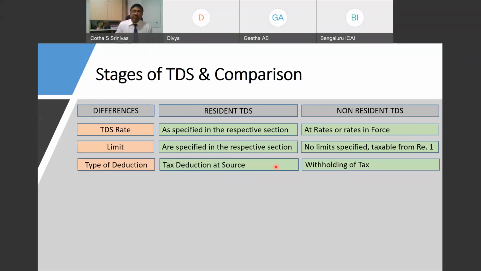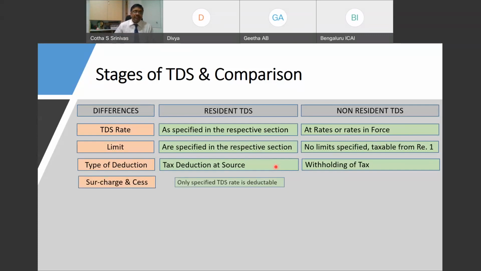So how do we differentiate between TDS and withholding of tax? That is WHT, that is withholding of tax. When it comes to non-resident TDS, we are not deducting the tax at a specified rate as such, but we are deducting his entire tax liability. So whatever may be the tax liability of a non-resident, the entire thing we are withholding. Withholding of tax means it is not some percentage of tax we are withholding. We are withholding the entire tax liability from a non-resident. So this can be one difference between the words tax deduction at source and withholding of tax.